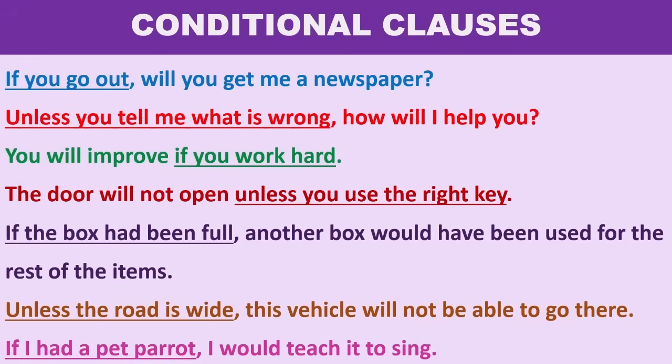If I had a pet parrot, I would teach it to sing. I would teach it to sing is the main clause. If I had a pet parrot, joined by the conjunction if, the condition is that I don't have a parrot. But in case I had a parrot, then I would make it learn to sing. These are some examples of conditional clauses.